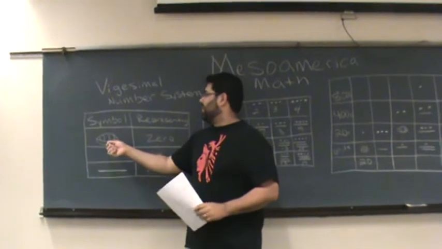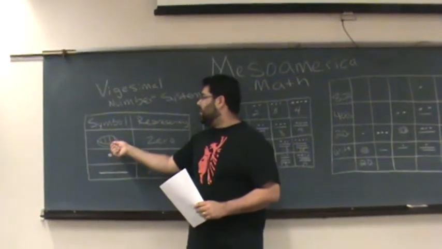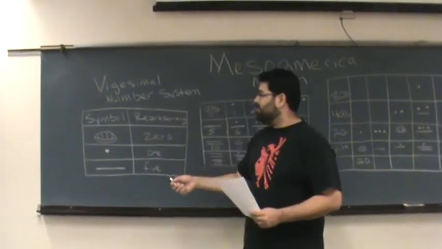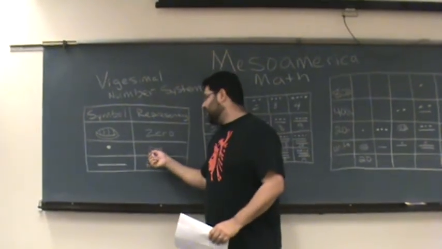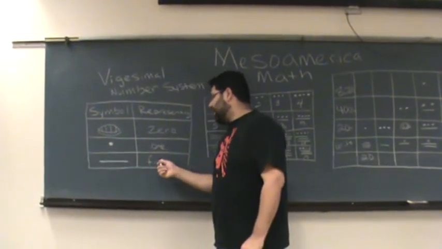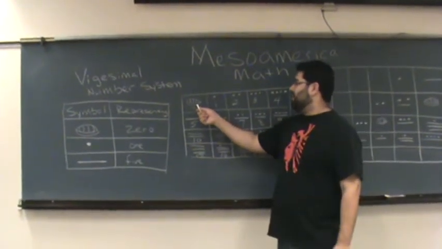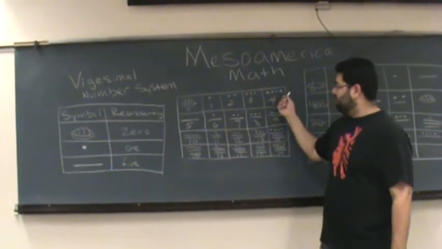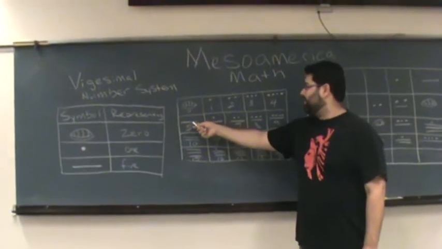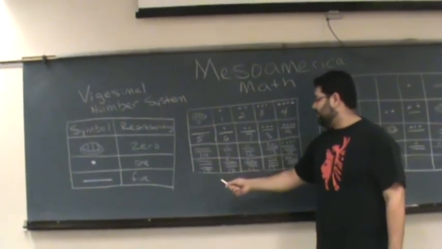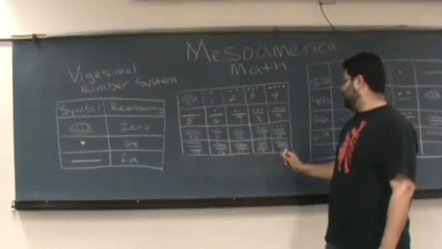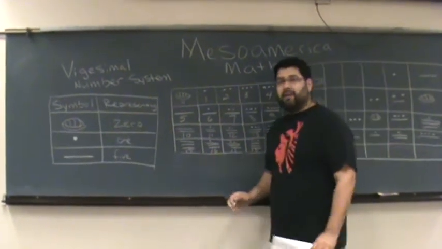The way the symbols are read, a shell represents 0, a dot represents 1, and a line represents 5. So if you look at the number system here, you have 0, 1, 2, 3, 4, 5, 10, 15, 16, 17, 18, and 19.